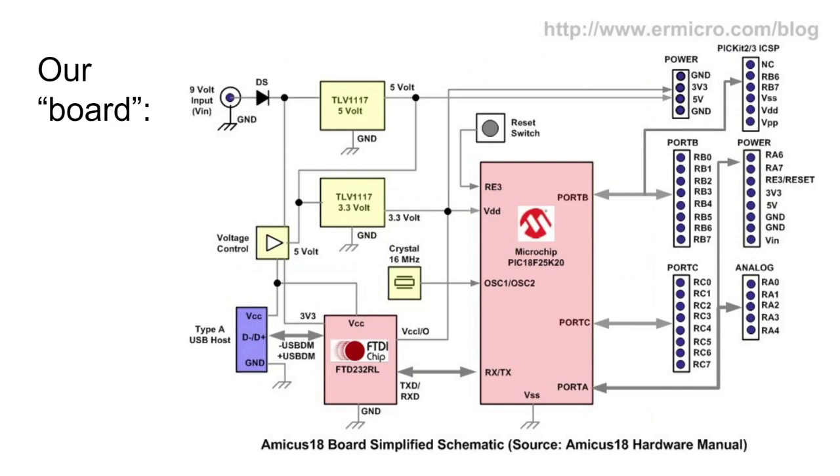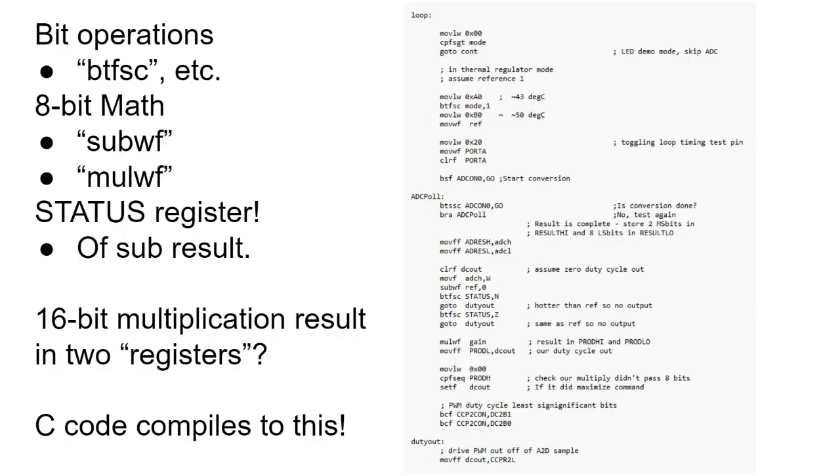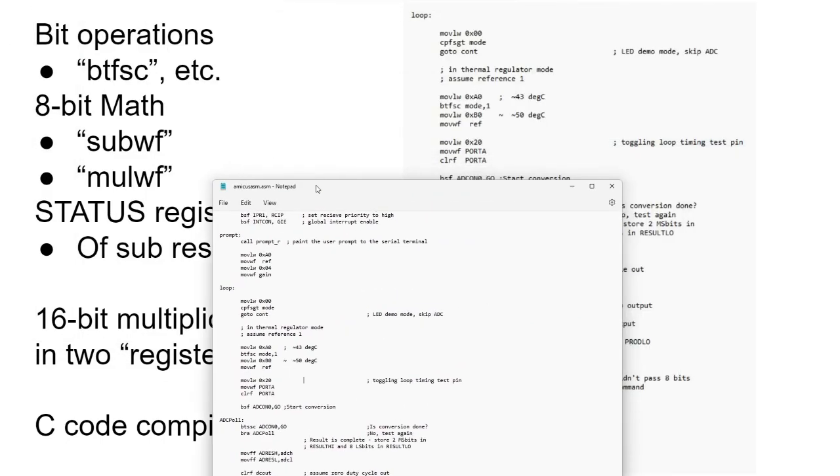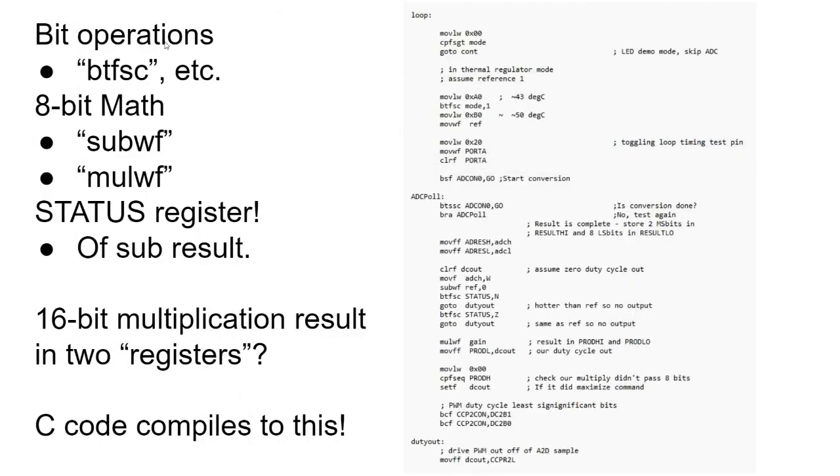Simplified schematic. As mentioned earlier, if we were going to produce our own product, we could use this as a reference design. This is the entirety of the control loop. And I'll show it. I'll highlight a couple of things. I'll just do it here. There are bit level operations, BTFSC, bit test F, file register F, skip if clear.